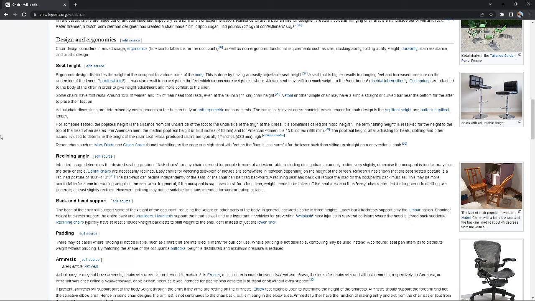For someone seated, the popliteal height is the distance from the underside of the foot to the underside of the thigh at the knees. It is sometimes called the stool height. The term sitting height is reserved for the height of the top of the head when seated. For American men, the median popliteal height is 16.3 inches, 410 millimeters, and for American women, it is 15.0 inches, 380 millimeters. The popliteal height, after adjusting for heels, clothing, and other issues, is used to determine the height of a seat chair. Mass-produced chairs are typically 17 inches, 430 millimeters high.